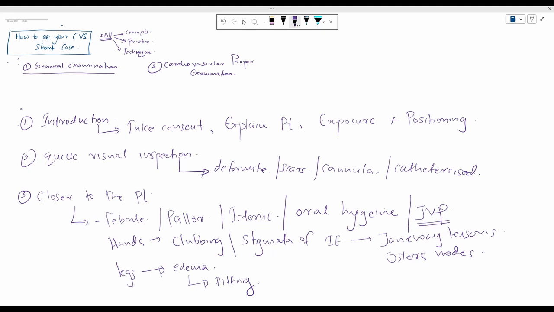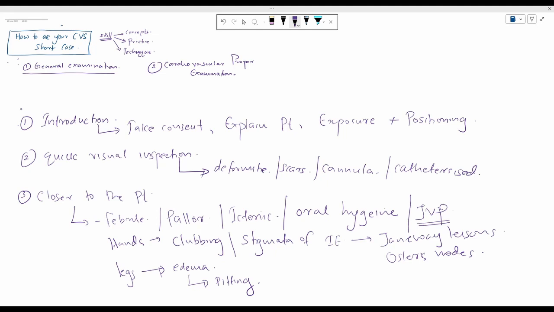If it is hurting and you do hurt the patient, definitely you might fail or they'll penalize you. So make sure you look at the face of the patient when you are checking for pitting edema so that you don't hurt the patient. Right. That's pretty much it for the closer examination.